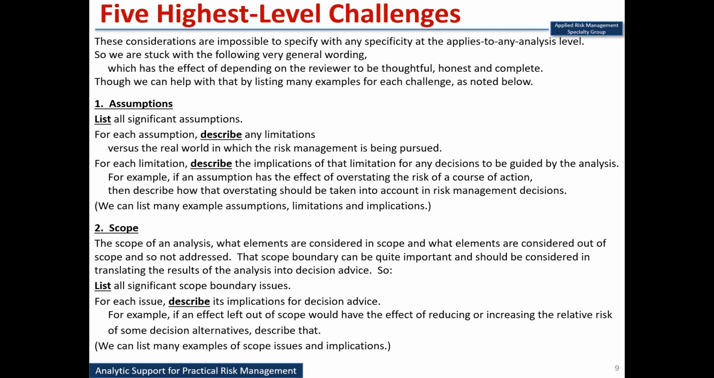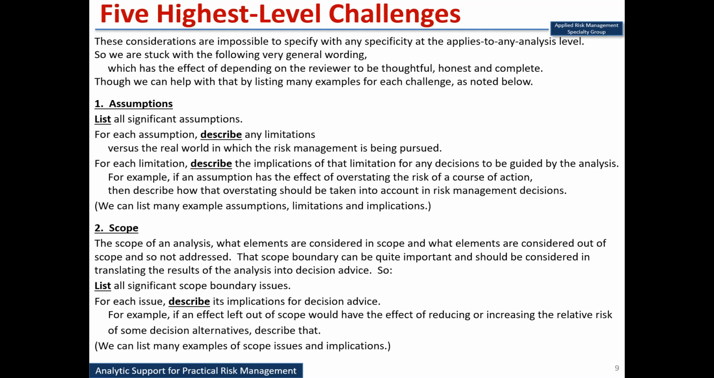Actually, many people do. That first big modeling project I mentioned, they were wonderful. The beginning of the report had 3 pages of assumptions. They listed them, but they didn't do the rest of it, which is to describe those limitations versus the real world and describe the implications of those limitations for any decisions to be guided by the analysis. So that's the first part of it.